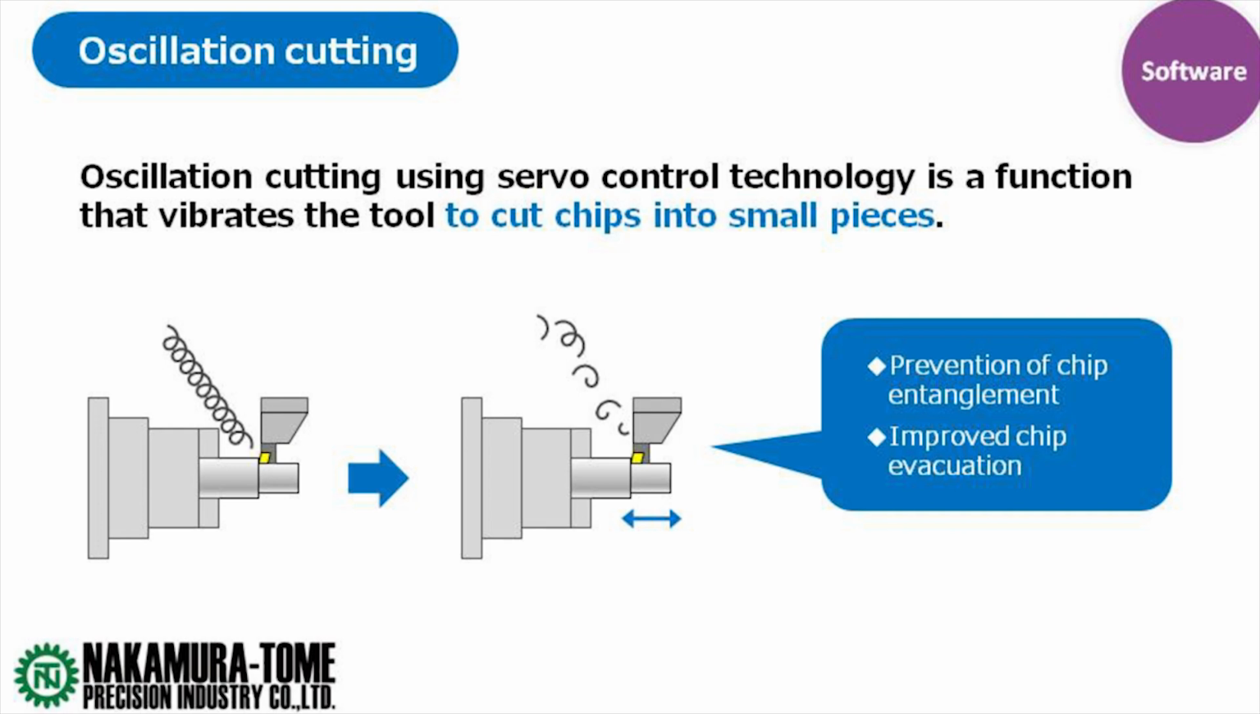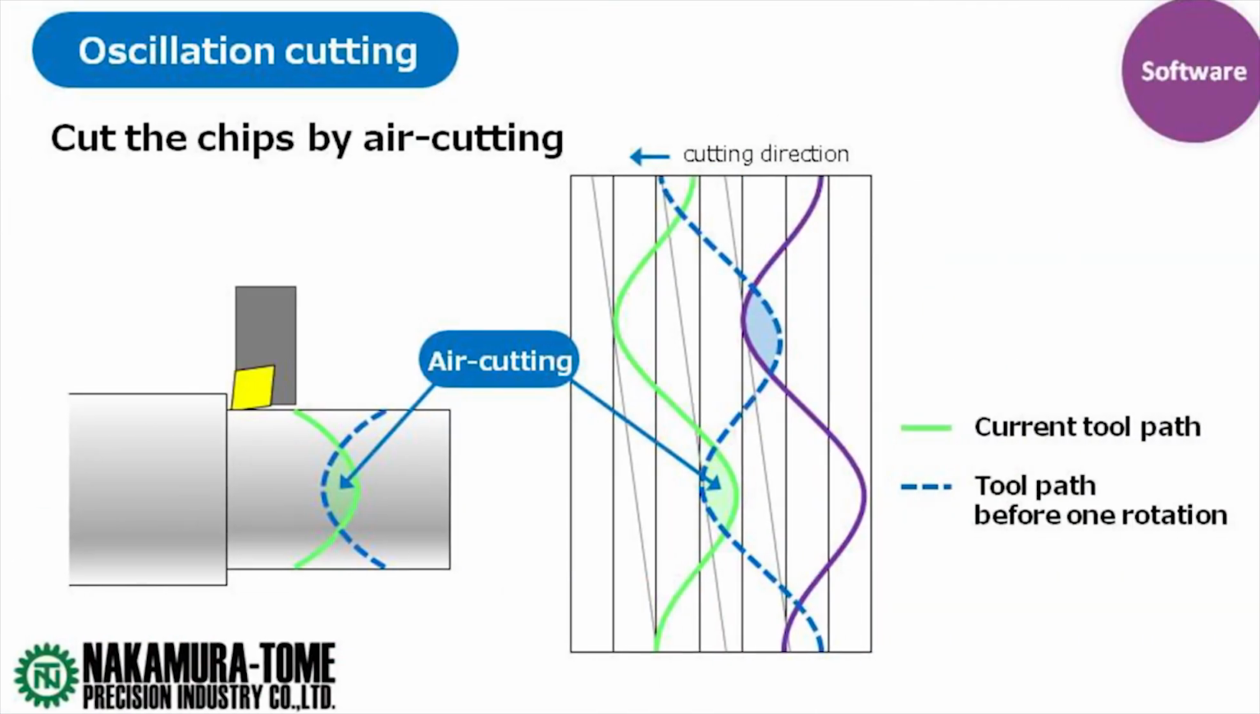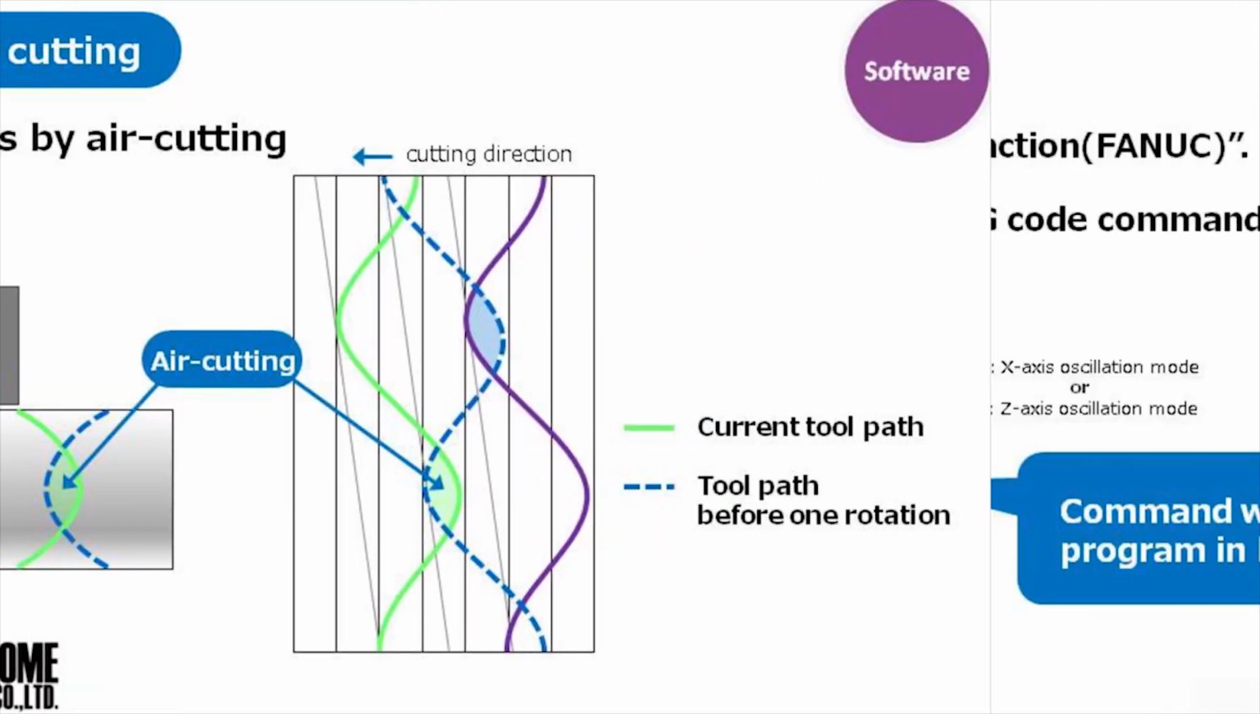This is how it works. The oscillation creates this wave-like machining path. Look at the green line and blue dotted line. These lines are tool paths. There's an area where these two lines overlap. The tool goes through an area that has been cut once before. This makes air cutting time, breaking up chips into small pieces.